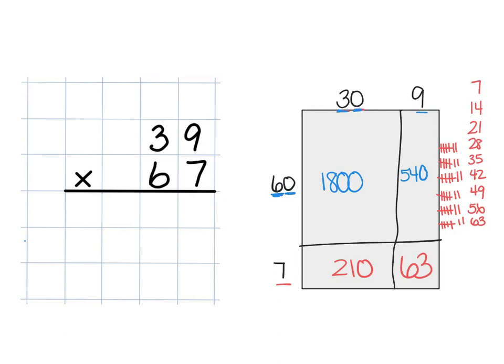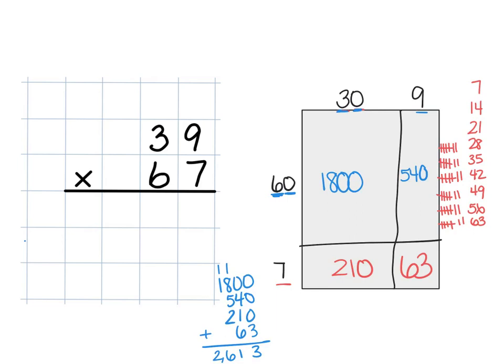Lastly, I need to add up each of the boxes, each number in each quadrant. So I have 1,800, 540, 210, and 63. And I'm going to add them up. And I get 3, 11, 8, plus 1 is 9, plus 5 is 14, plus 2 is 16, and 2. So 2,613. Now I'm going to do my standard algorithm and see if I get the same answer.